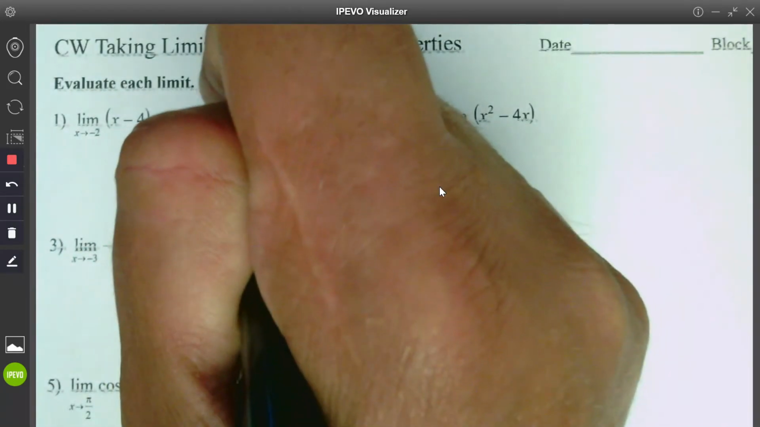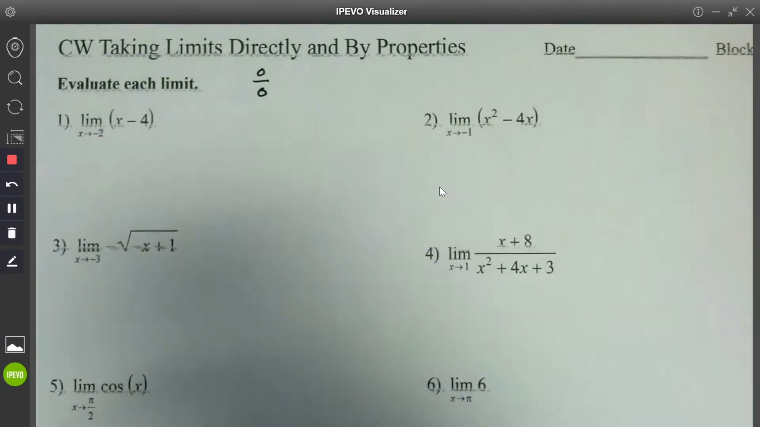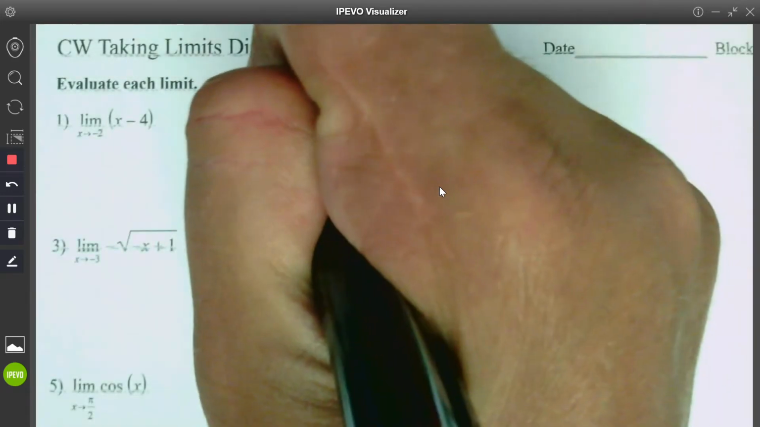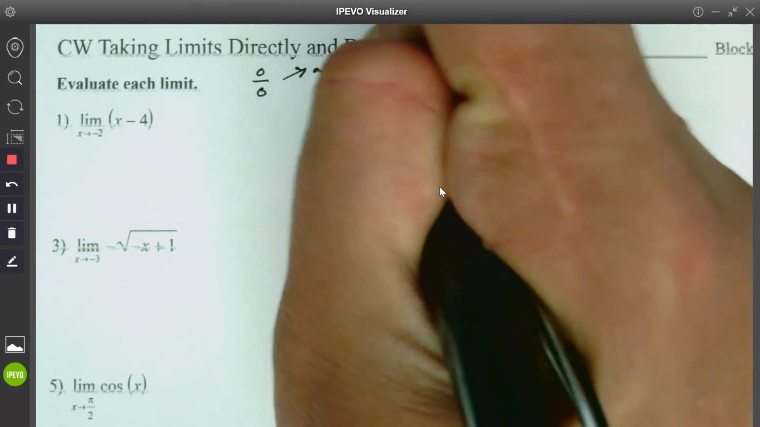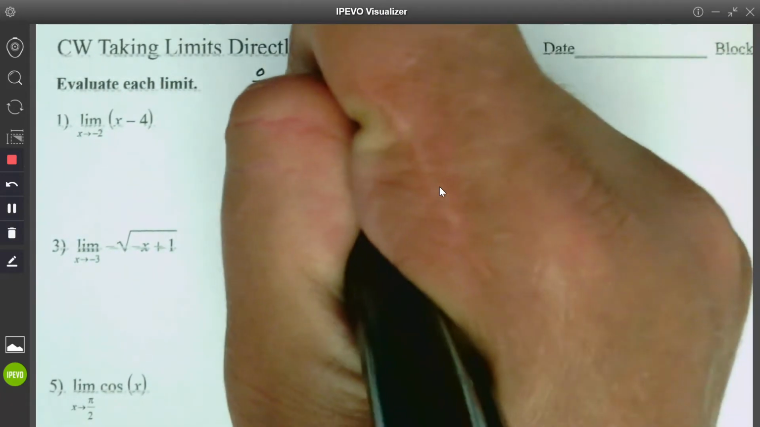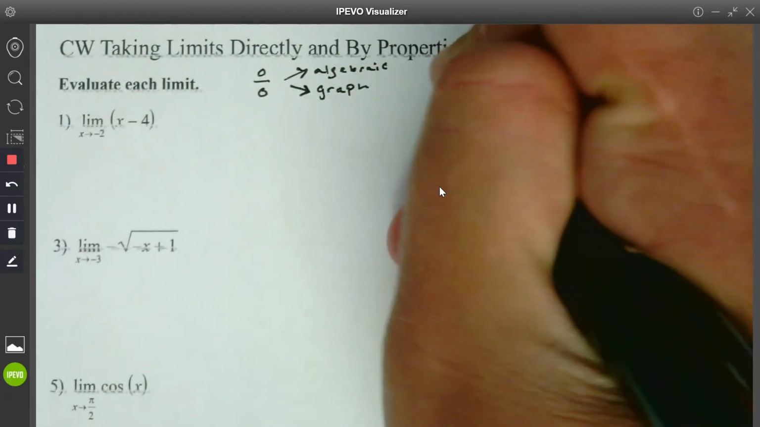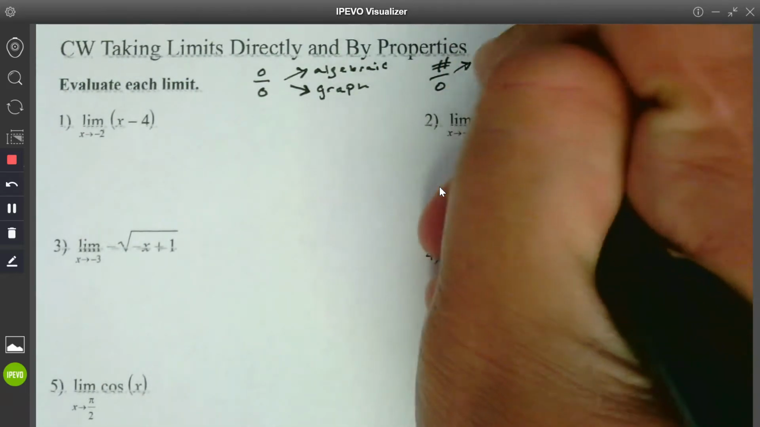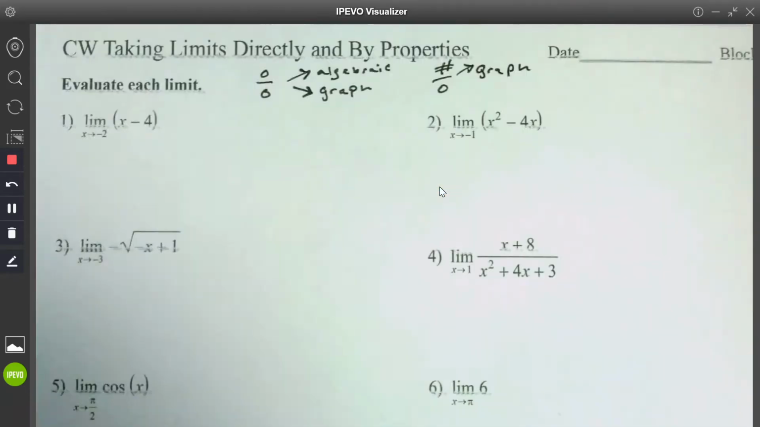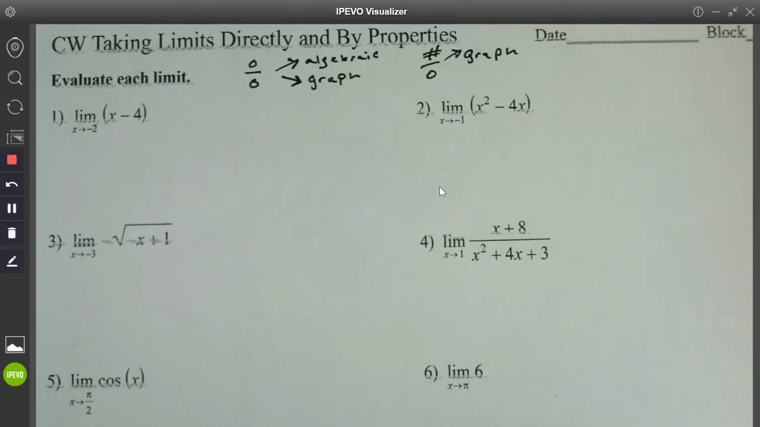The cases where you can't are where you have something that ends up being 0 over 0. We would say that's indeterminate, and we would have to solve something like that either algebraically or graphically. Or we might have some other number over 0, and that we would usually have to look at the graph in order to understand what the limit is. But today we're doing these by direct substitution. So if we're allowed to plug in, we go ahead and we try to do that.